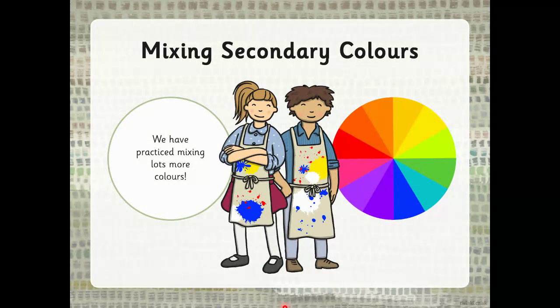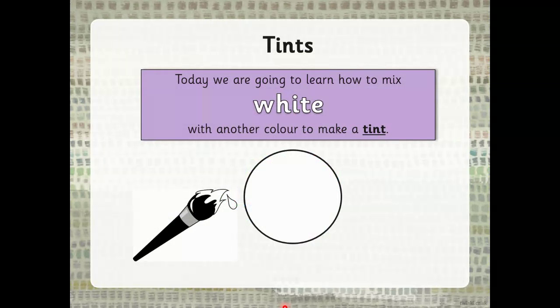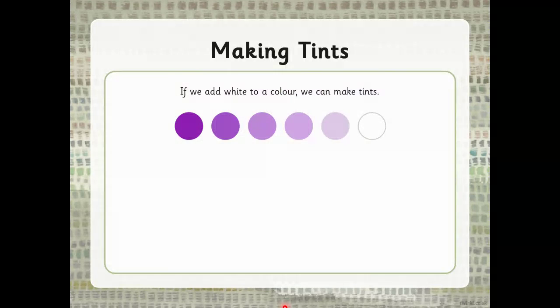So today we are going to be learning about something called tints. And we are going to be learning how to mix white with another colour to make a tint. So you're going to need your white paint today. So we're going to be mixing white to another colour which makes a tint.